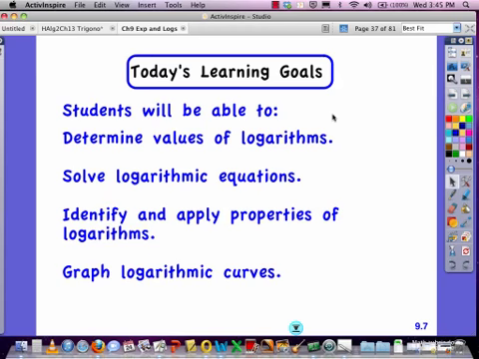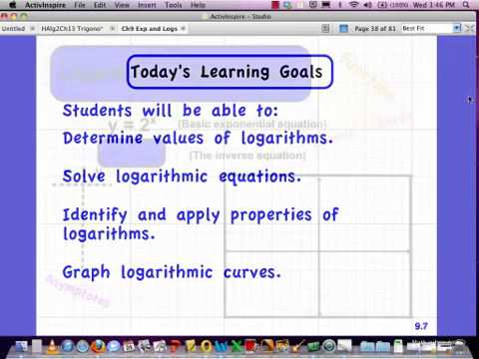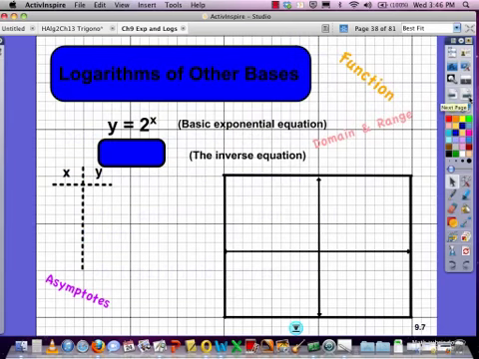Our next section is logarithms to bases other than 10. So think about how we handled logarithms with base 10 numbers, and they will be related but slightly different. So we're going to determine values of logarithms in other bases. We're going to solve equations that are logarithms of other bases, and we're identifying and applying properties of logarithms. So it will seem a lot like what we previously did with base 10.